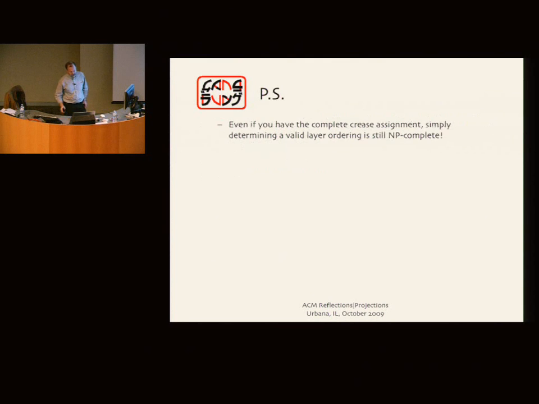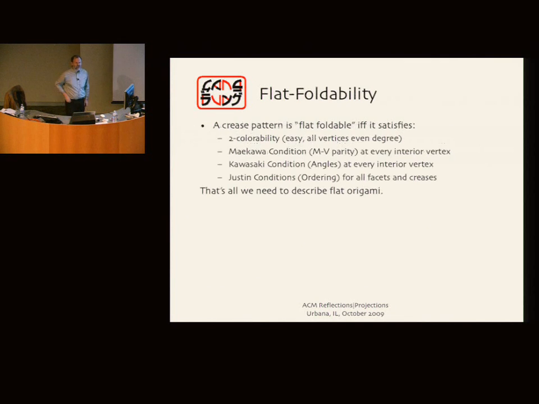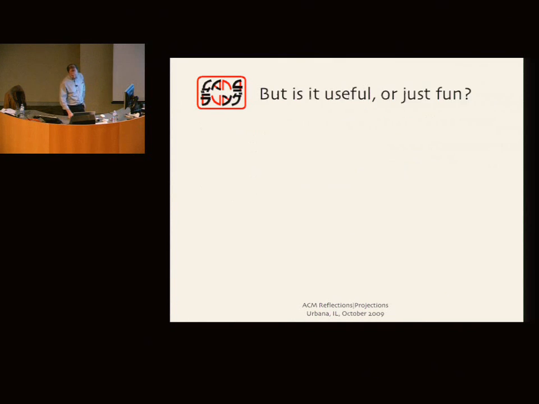The cool thing that Bern and Hayes also showed is that even if you have the complete crease assignment, you know every fold, just determining which layer's on top is also an NP-complete problem. So flat foldability requires solving 3 easy problems and 1 hard one, and that's all we need. Fortunately, the hardest problems, the ones that stress the algorithm, rarely arise in real origami situations. Most of the problems are in fact solvable, and so we can use these laws to design origami. And the question that comes up is, is it useful, or is this just spinning our wheels with math and computer science? Well, these flat foldability rules are very abstract. They're just math.